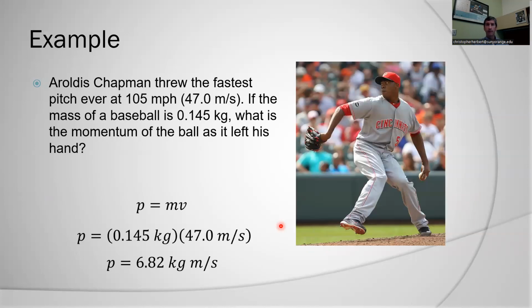Just doing some quick calculations. Here, we're looking at a 105 mile per hour fastball, which was supposedly the fastest fastball ever thrown in a baseball game.